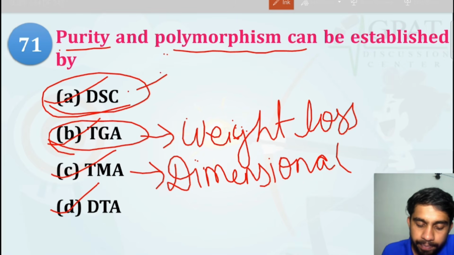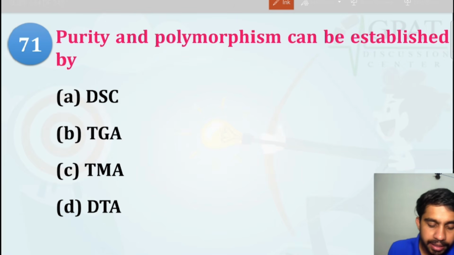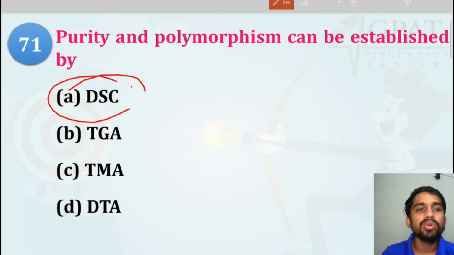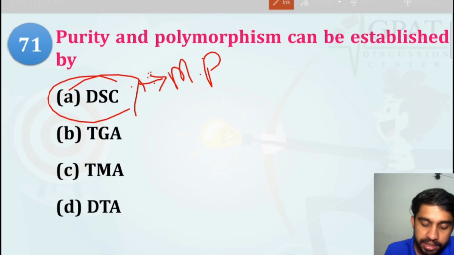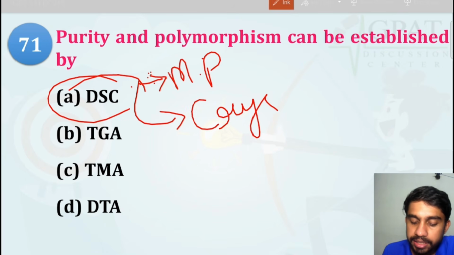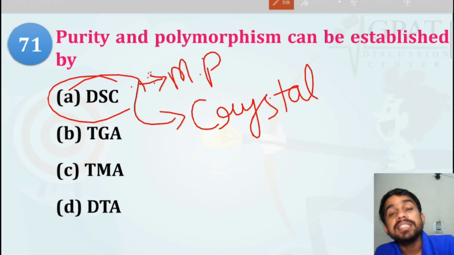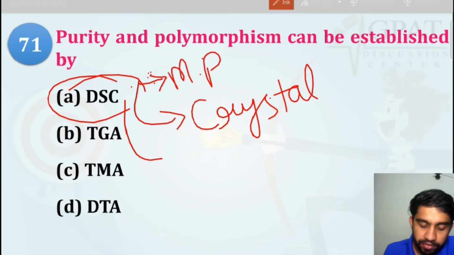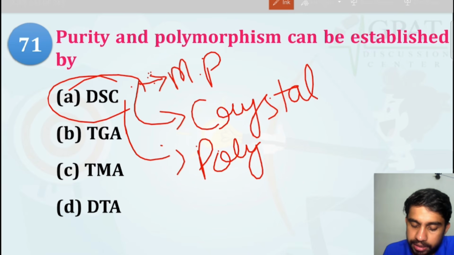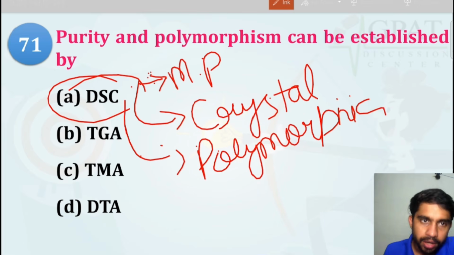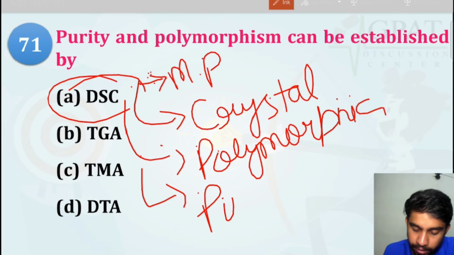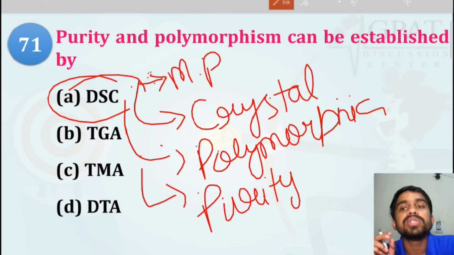DSC measures your melting point. Then it measures crystal transitions, whether it is crystalline or amorphous. Polymorphic form is also measured by DSC. The polymorphic changes can be measured using DSC. And at the end, we can also check purity changes, whether impurity is present or not. This can also be checked by using DSC.